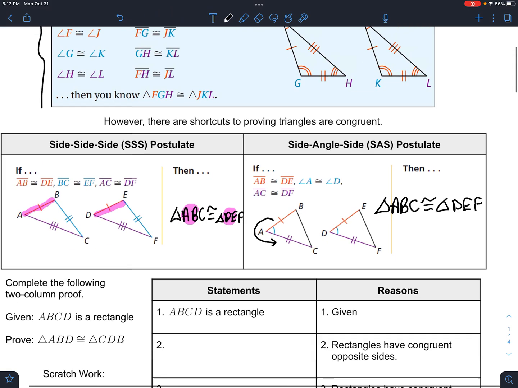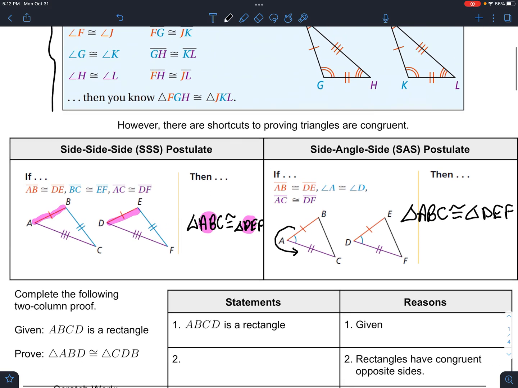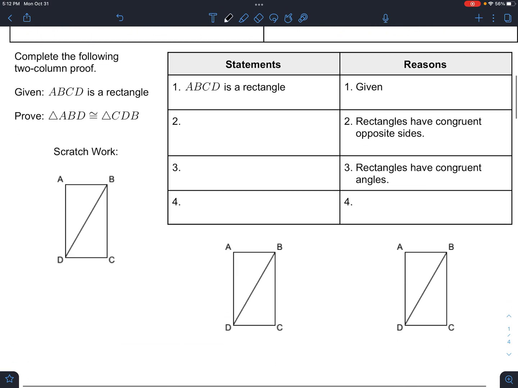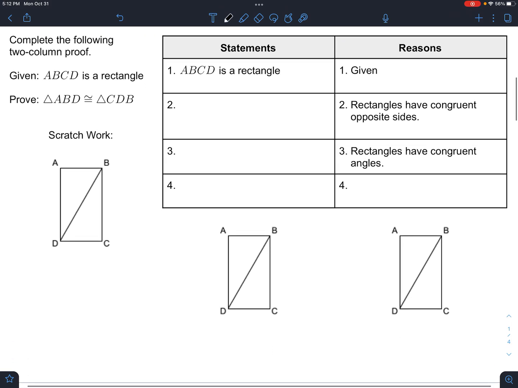Okay. Again, these are postulates. These are just kind of statements that just are true. There's really no way to prove these other than just to observe it. So here we want to prove that the two triangles here, this one and this one, are congruent.